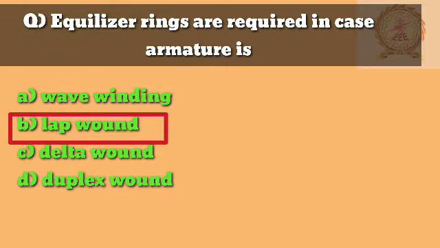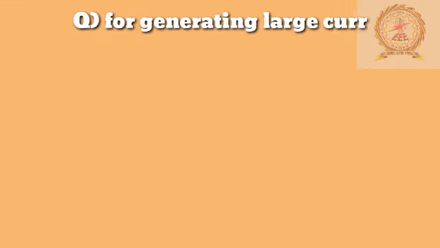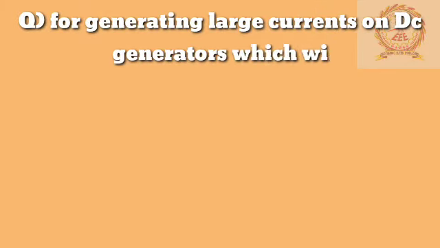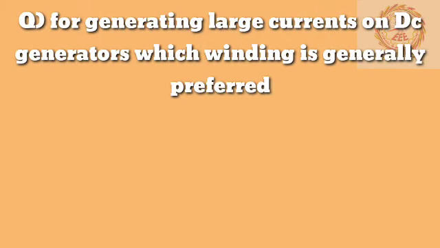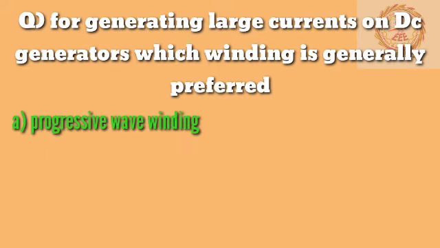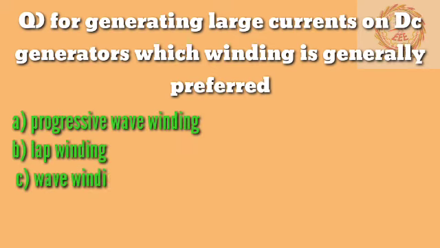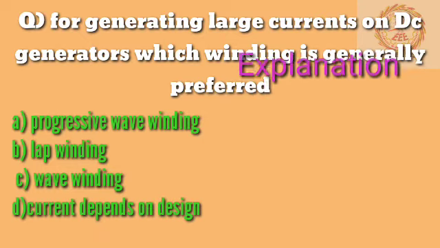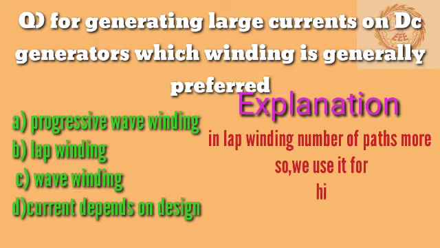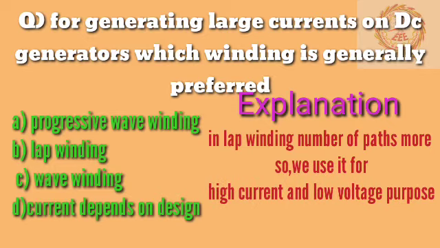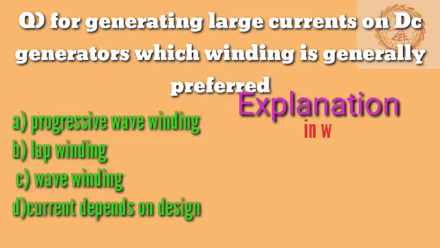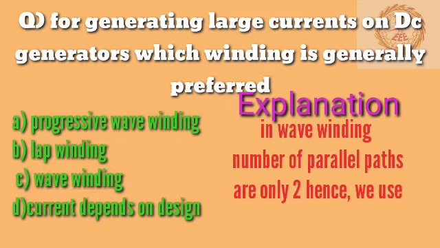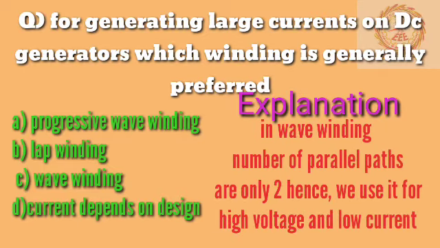Next one: for generating large currents in DC generators, which winding is generally preferred? A. Progressive wave winding, B. Lap winding, C. Wave winding, D. Current depends on design. Explanation: in lap winding the number of paths is more, so we use it for high current and low voltage purposes, and in wave winding the number of parallel paths is only 2, hence we use it for high voltage and low current.